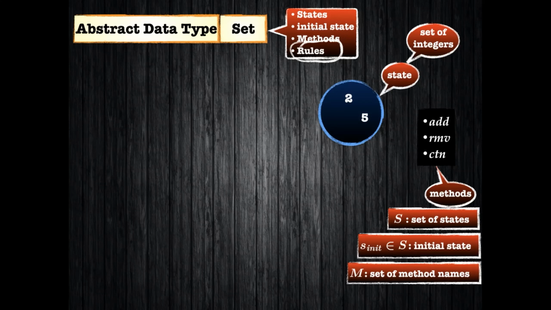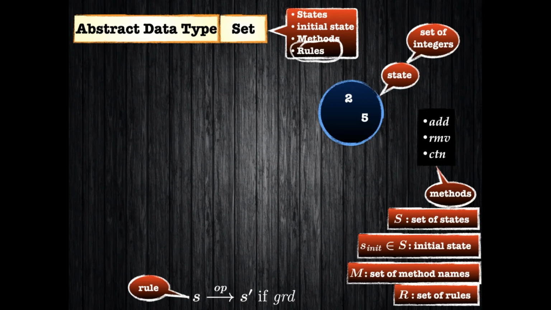So now the rules tell you how the methods change the state. So R is a set of rules. Now let's look at a rule. This is the typical form of a rule. You have 2 states, S and S prime, which we call the source and the target states. We have an operation, which is the application of a method. And then this can be performed only if some guard is satisfied.